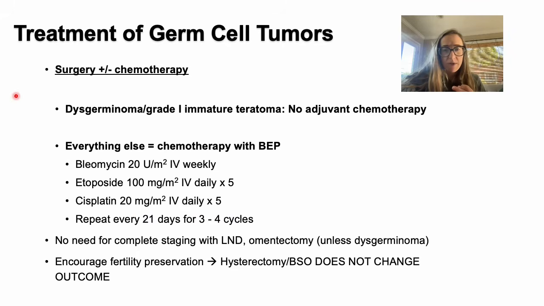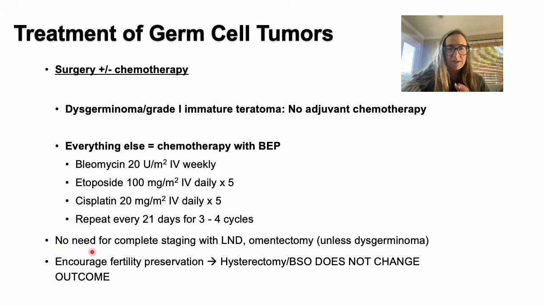So treatment is a combination of surgery plus or minus chemotherapy. In dysgerminomas and grade 1 immature teratomas, you don't need any adjuvant chemotherapy. Everything else requires chemotherapy with BEP, which is bleomycin, etoposide, and cisplatin.